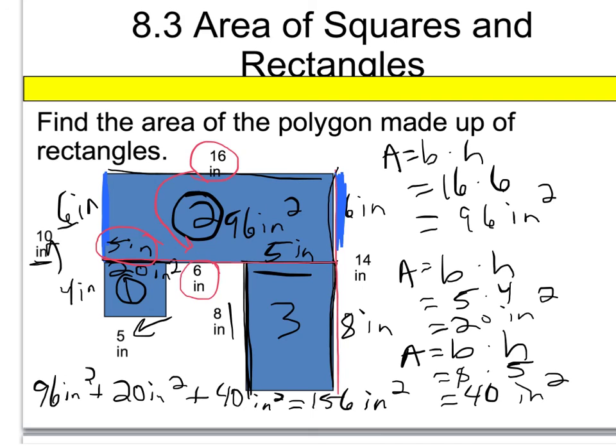I know you guys figured that out. Looks like a lot of work, but it's just breaking these up into different pieces. Breaking this up into a big rectangle, small rectangle, small rectangle. Breaking it up into 3 pieces and putting those 3 pieces together to come up with your overall answer.